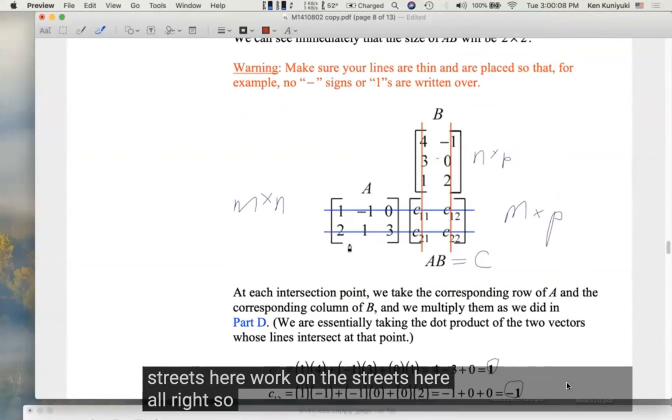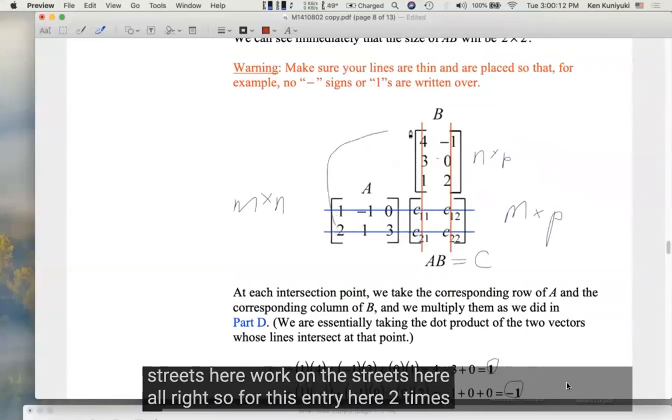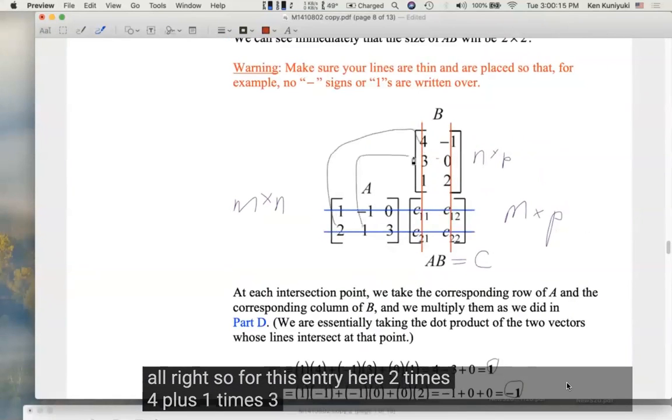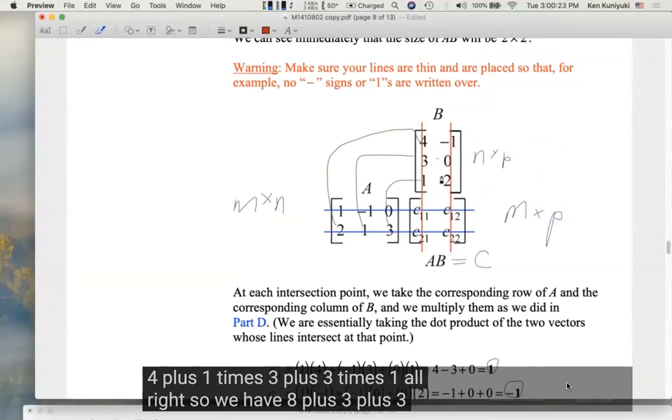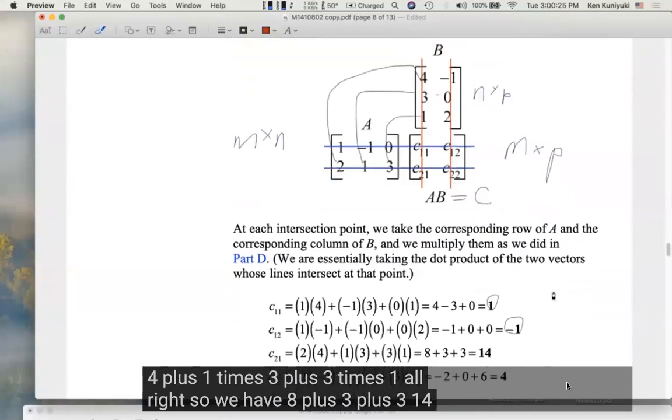All right. So for this entry here, 2 times 4 plus 1 times 3 plus 3 times 1. All right. So we have 8 plus 3 plus 3. 14.